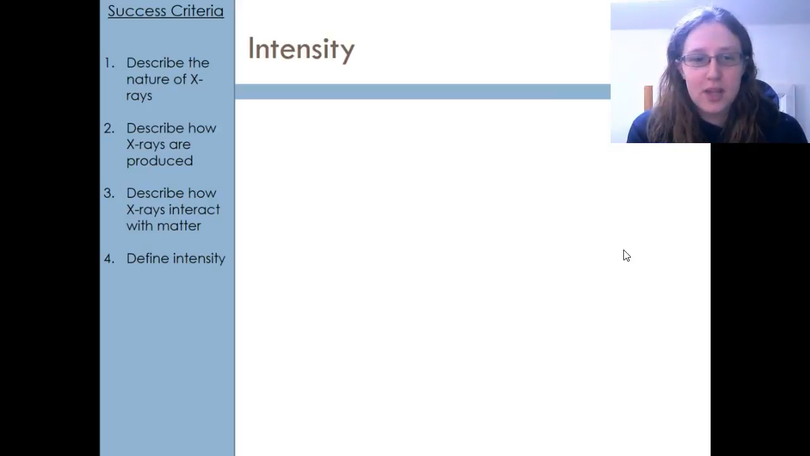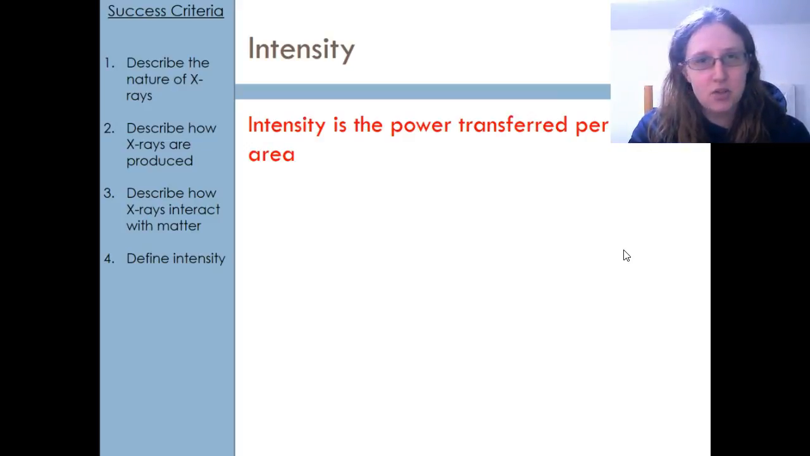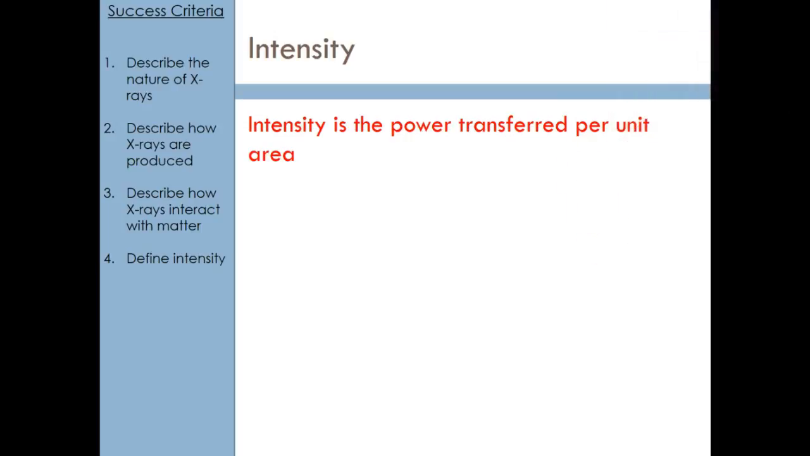I just wanted to very quickly review intensity with you. This is an AS thing, but I'm just going to go over it anyway. So intensity is the power that's transferred per unit area. So intensity equals power over area. Its unit is watts per meter squared. There will be questions about intensity, I would imagine, when it comes to X-ray beams, when they're asking you about what's the intensity of a beam that's hitting a surface of this many millimeters and things like that.